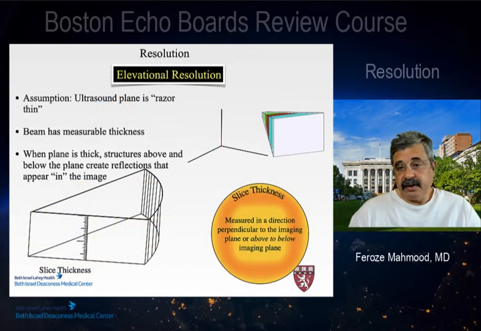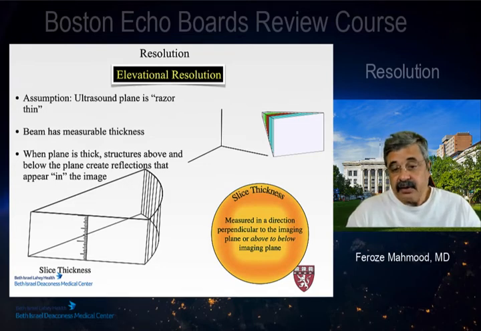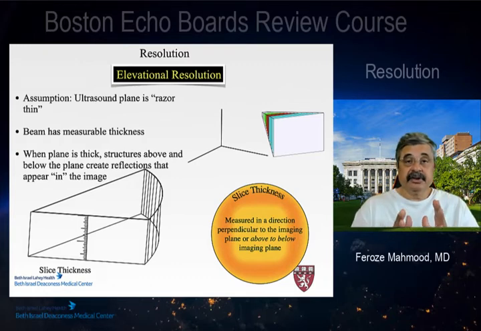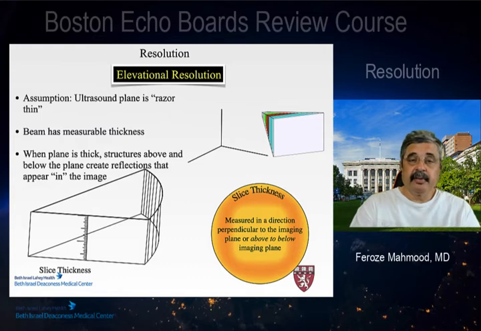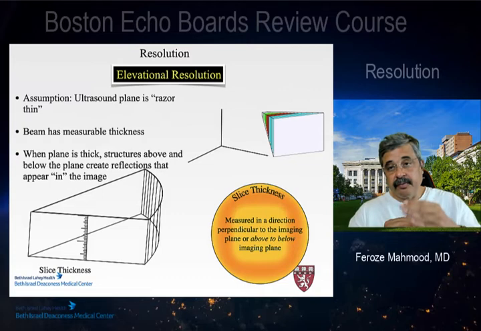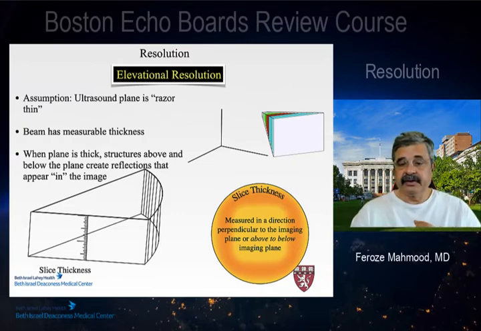Normally, the assumption is that the ultrasound beam plane is razor thin, but the beam certainly has a measurable thickness. When the plane is thick, structures above and below the plane create reflections that appear within the image. As the beam diverges, it incorporates height into its geometry as well, and therefore structures above or below the beam are assumed to be within the scan plane's razor thinness. Slice thickness is measured in a direction perpendicular to the image plane, above or below the imaging plane.